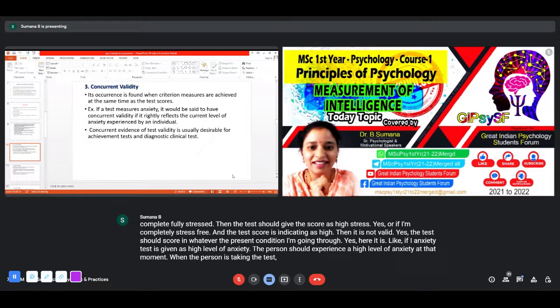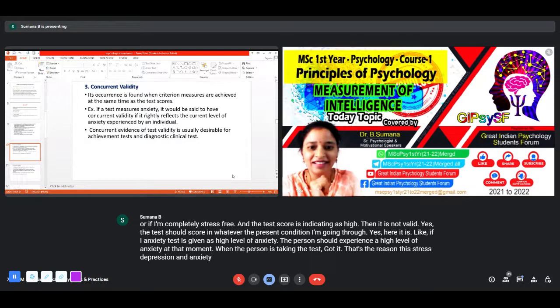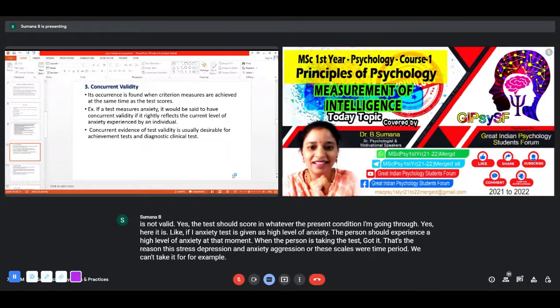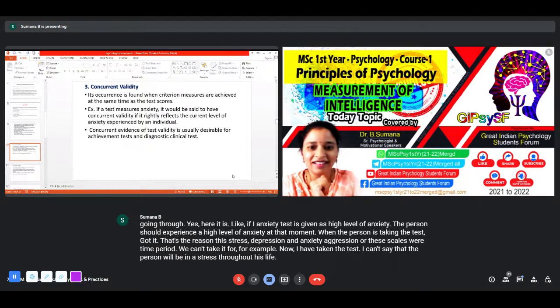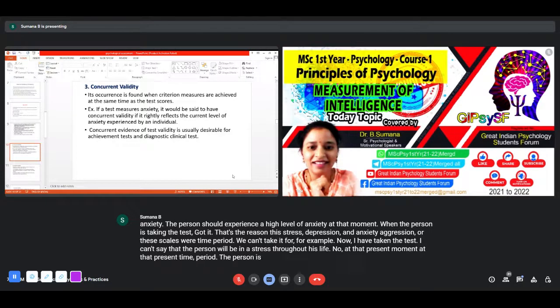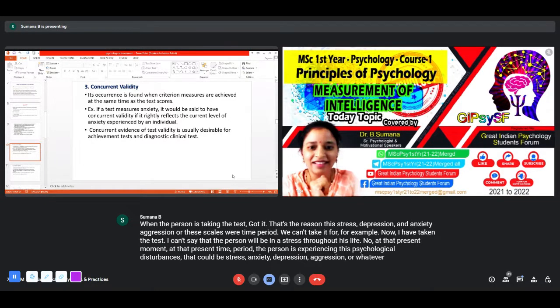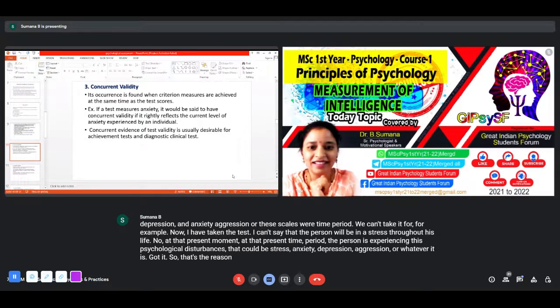Got it? That's the reason scales for stress, depression, anxiety, aggression are time-period specific. I can't say that because I have taken the test now, the person will be stressed throughout his life. No, at that present moment, the person is experiencing these psychological disturbances, which could be stress, anxiety, depression, aggression, or whatever it is. Got it? So that's the reason these tests are mostly used for diagnostic and clinical purposes.